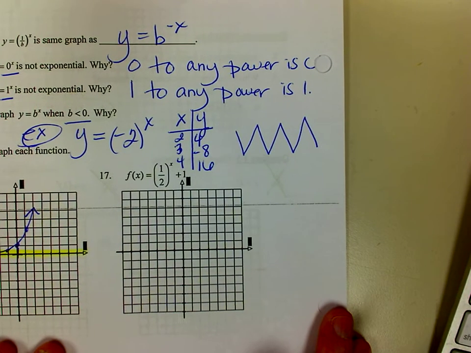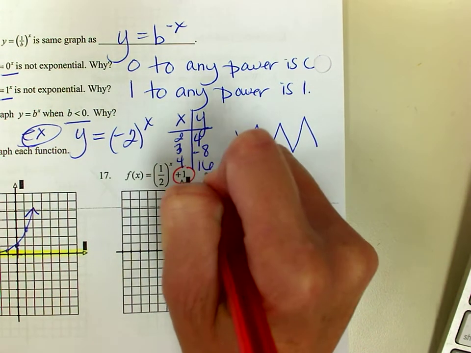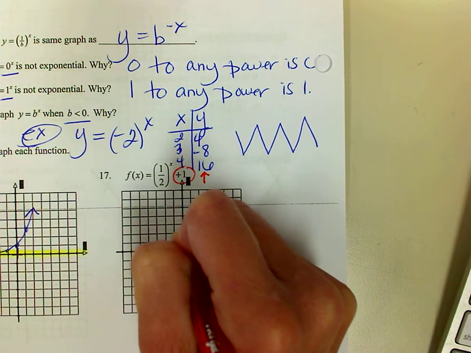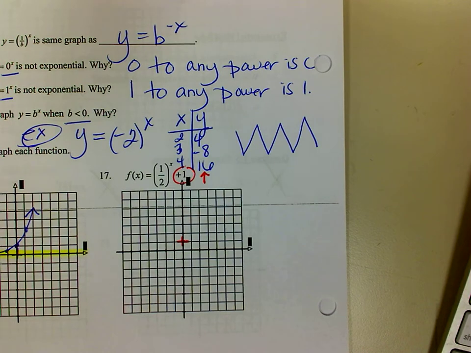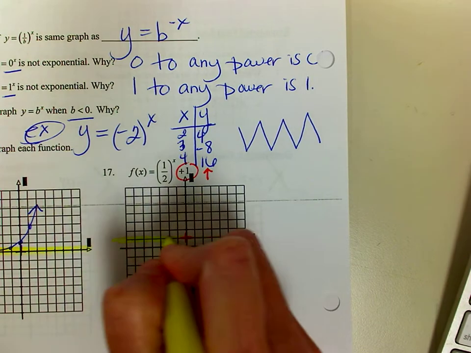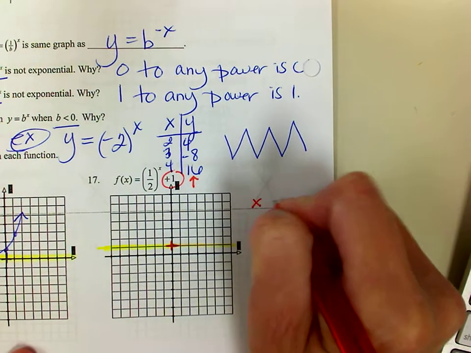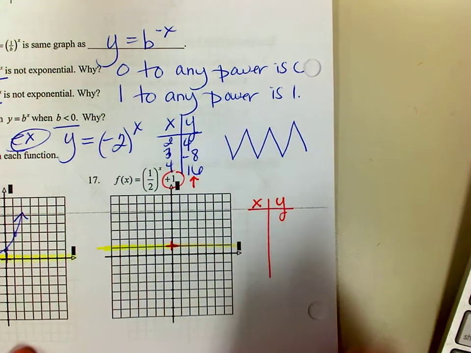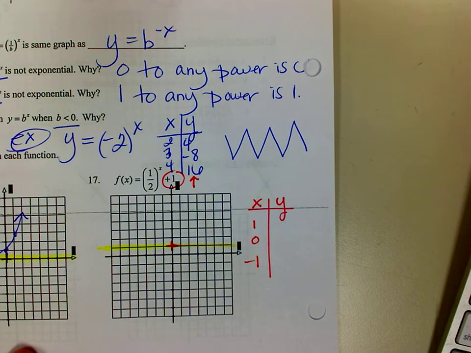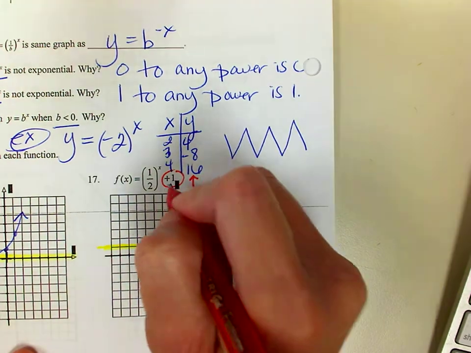Okay, 17. So it looks like first I have to move my origin. So this means I'm going to go up 1. So my origin moved up 1. Therefore, this is my new x-axis. And now I'm going to make a table. But I don't have that 1 anymore because I moved up 1. And again, I'm going to use the same x values every time: 1, 0, negative 1. So I'm going to take 1/2 to all of these powers. Again, this 1 is gone now.